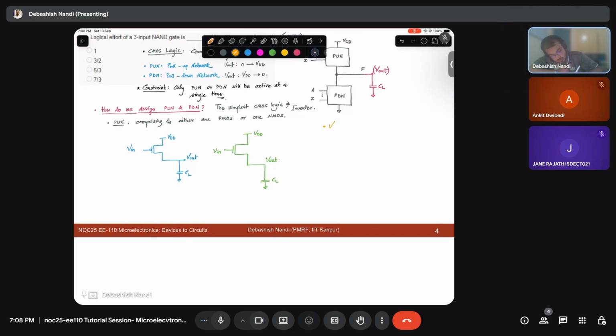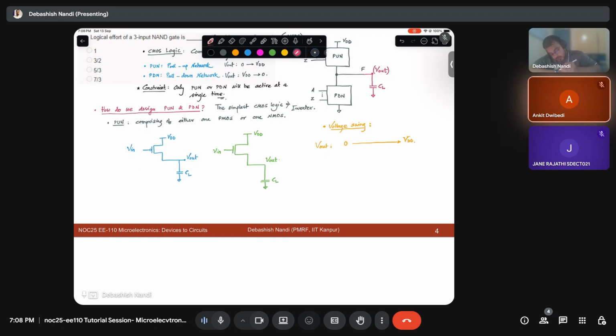Voltage swing is basically your V out range that it can travel. What is the range that I want? I want from 0 to VDD, right?